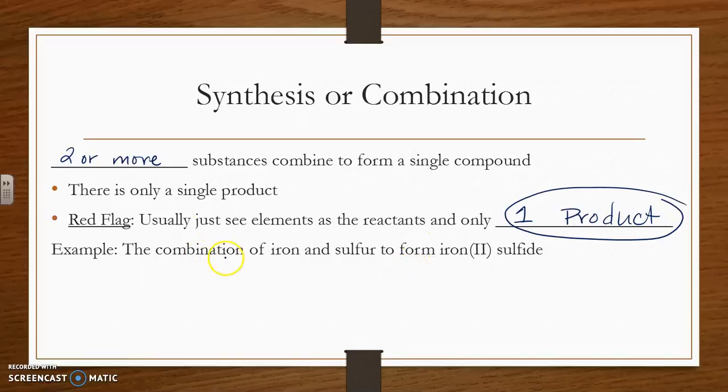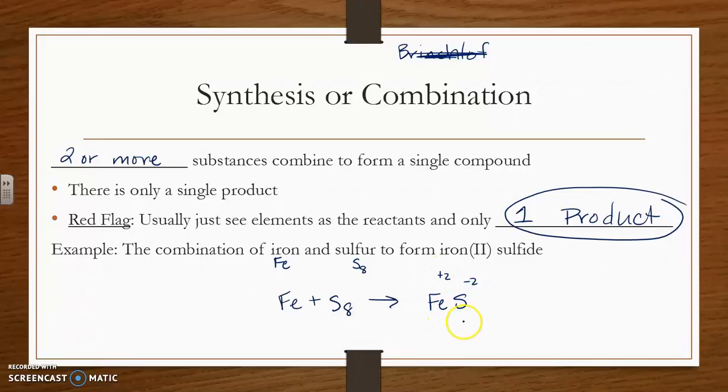An example of this is the combination of iron, Fe, and sulfur. Sulfur is one that doesn't like to be by itself either, like the diatomics, so it would be S8. We can get more into that in the classroom. So iron and sulfur, Fe plus S8, gives us iron(II) sulfide: iron with a +2 and sulfur with a -2, and those cancel. How do we know it's a synthesis reaction? Because it has one product.